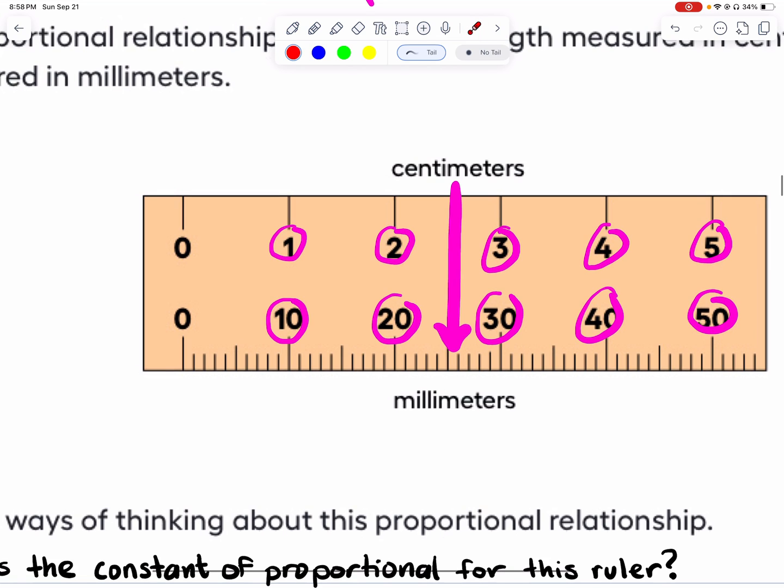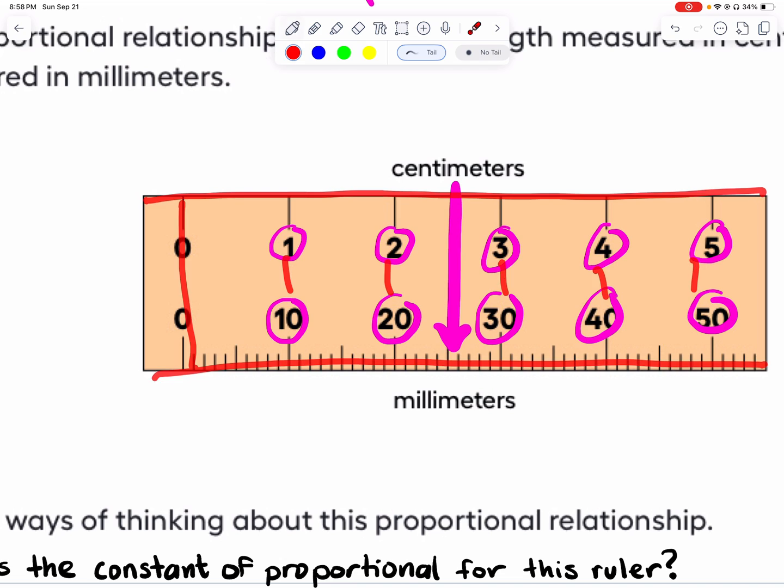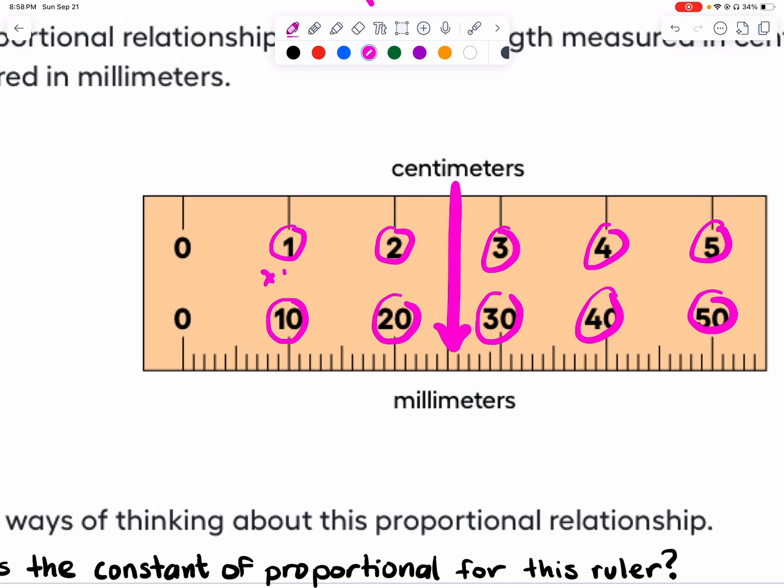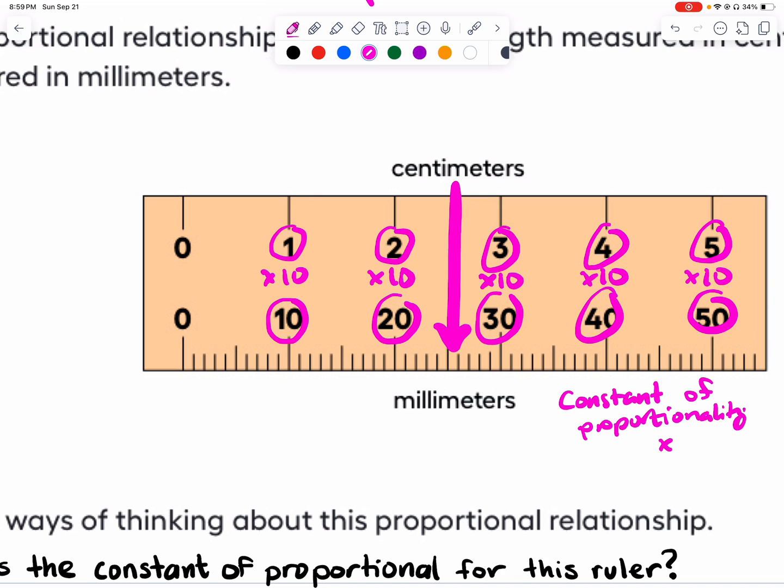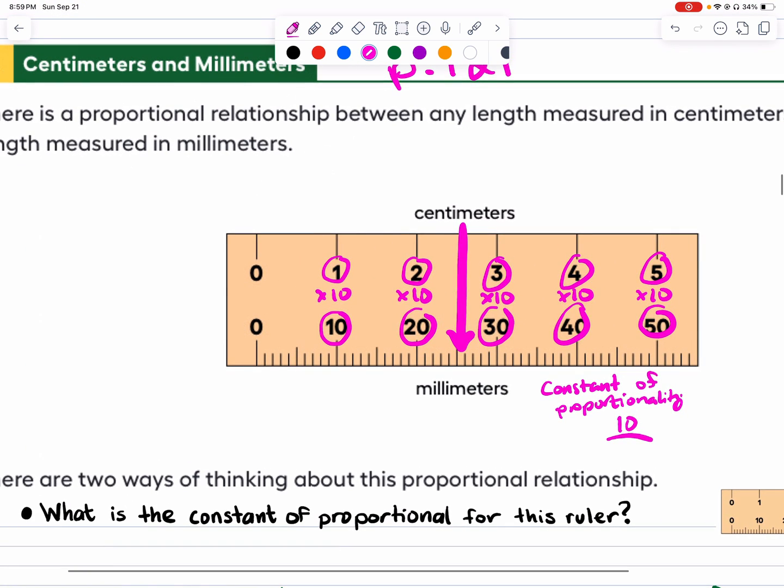This is literally, wow, I never realized this, but this ruler is actually a double number line. It starts at 0, and each one of these is a pair. And you could already see that, hey, we are multiplying by 10 on each one of these. So the constant of proportionality is 10. It's 10 on this one.